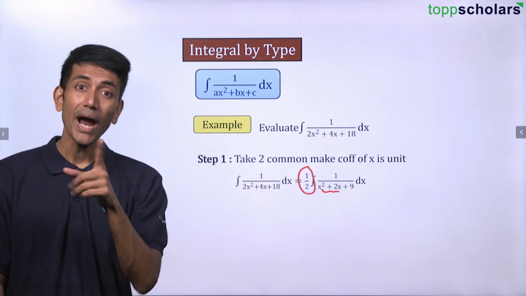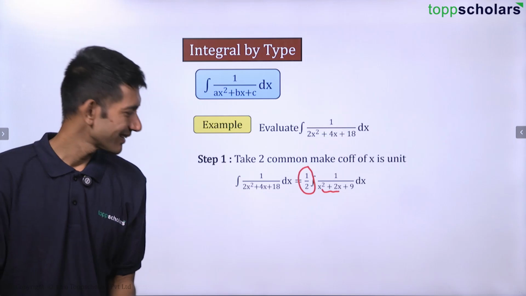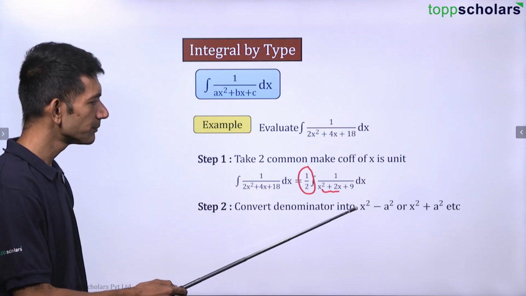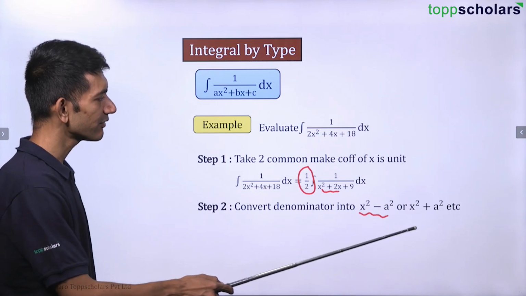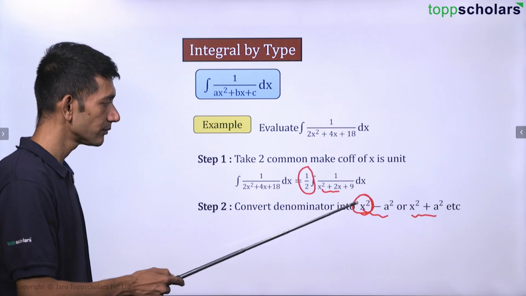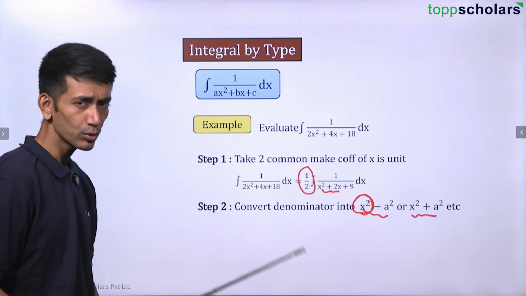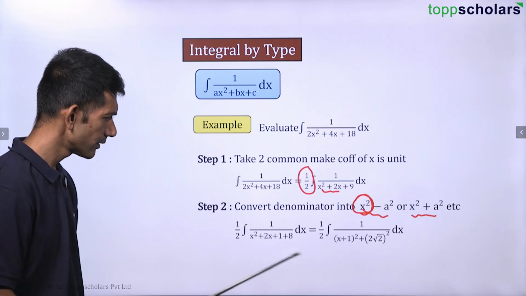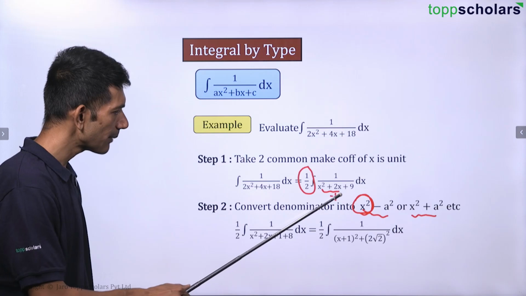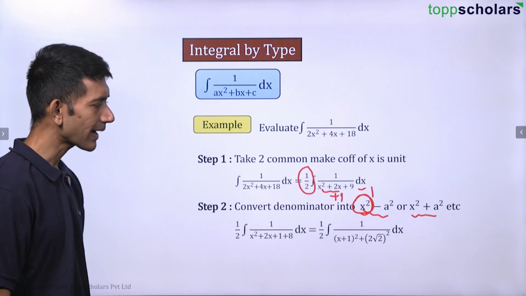So can I say I need to add 1? Because x square plus 2x plus 1 is x plus 1 the whole square. Right? So convert the denominator in the form of x square minus a square or x square plus a square. So this x is nothing but that entire a plus b the whole square or a minus b the whole square. Don't worry, you'll get to know this. So see here, I'm adding 1, I'm subtracting 1.